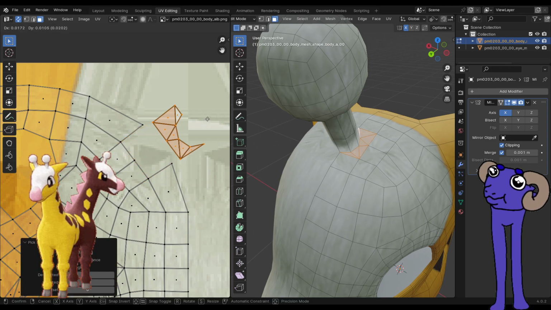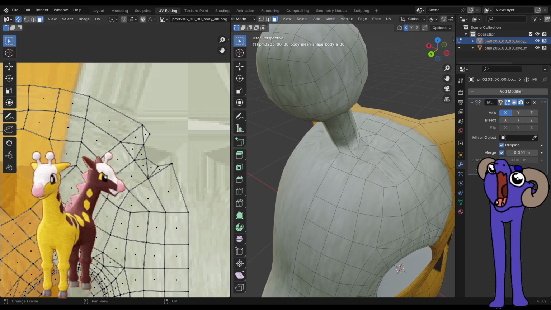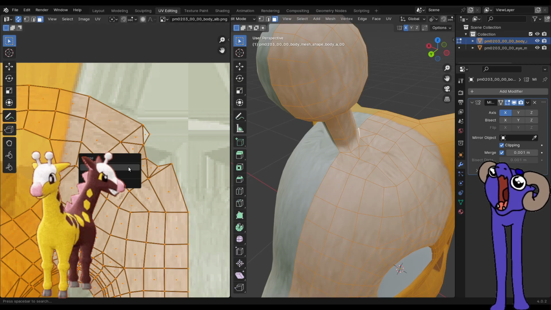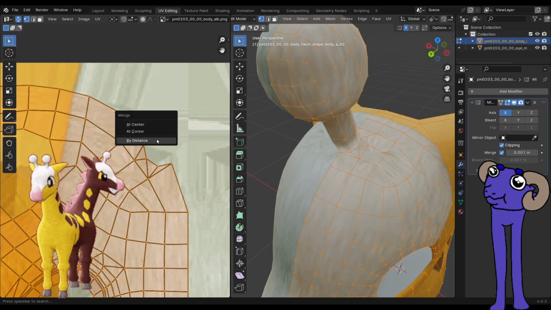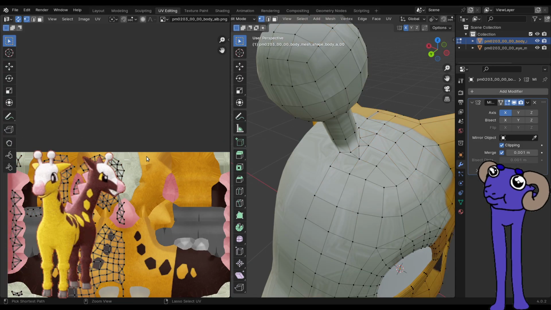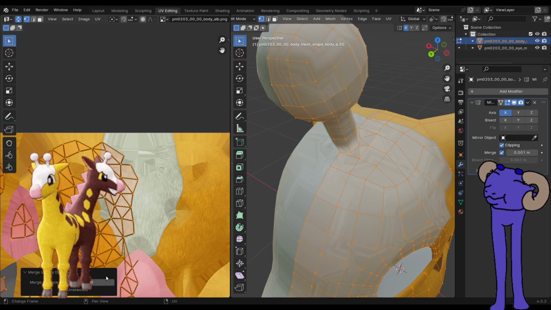Okay. Oh god. Wait, these aren't merged. Oh god. That was not what I was after.